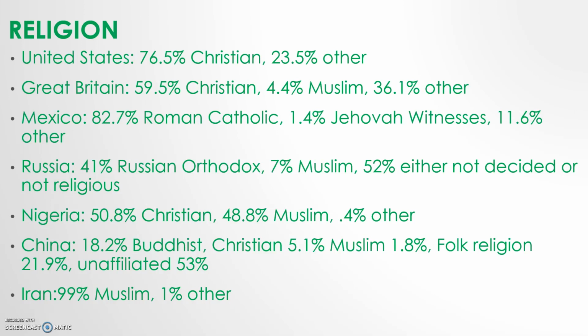Next, I chose to compare by religion. Here, I have stated the main religions that are practiced in each country, starting with the United States with Christianity, Great Britain with Christianity and Muslim, Mexico with Roman Catholic and Jehovah's Witness, Russia with Russian Orthodox and Muslim, Nigeria Christianity and Muslim, China Buddhist, Christianity and Muslim, and Iran with Muslim. And I got this information from the book.